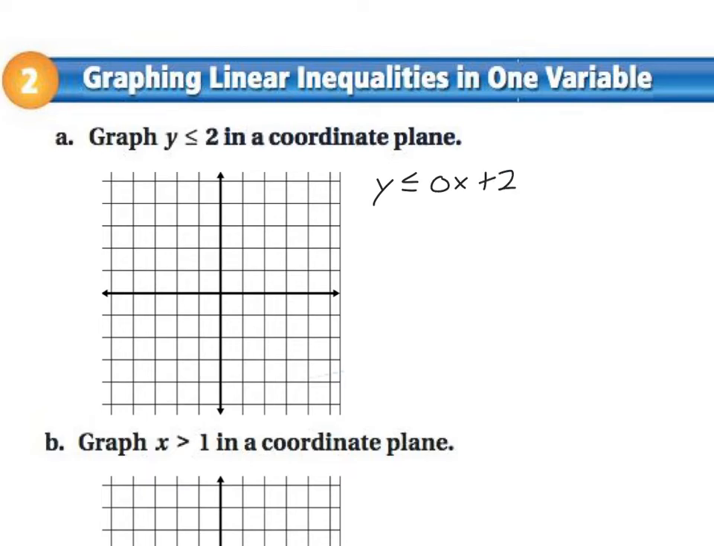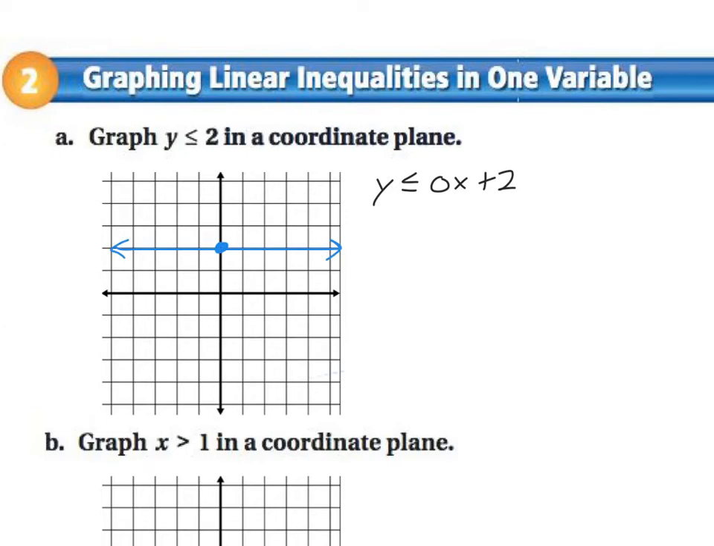So I can see that my y-intercept is at 2, and I can see that my slope is actually 0. And lines that have a slope of 0 are just horizontal lines. The only thing I need to consider right now is whether I should do a dotted or a solid line. And since I see this or equal to symbol, I'm going to actually do a solid horizontal line through 2.